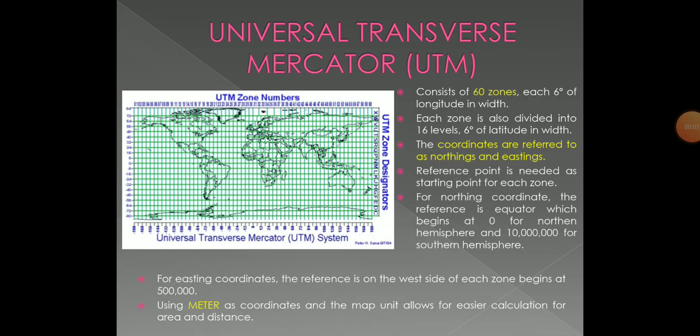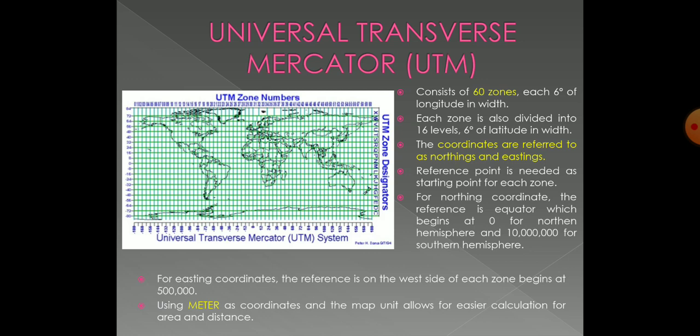Okay, next, the other type of coordinate system is Universal Transverse Mercator, or UTM. This system consists of 60 zones, each 6 degrees of longitude in width. Since a UTM zone is a 6 degree segment of the Earth, and a circle has 360 degrees, that's why they have 60 zones on the Earth.